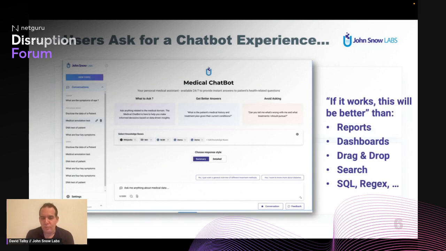So overall, here's what we are seeing across all of these use cases. First of all, people really want the chatbot experience. People who have tried ChatGPT really like the model where they just go and ask a natural language question and they get the answer. And when it works, people tell us they don't want reports, they don't want dashboards, they don't want search, they definitely don't want SQL or regular expressions or other things. They just want to ask questions.